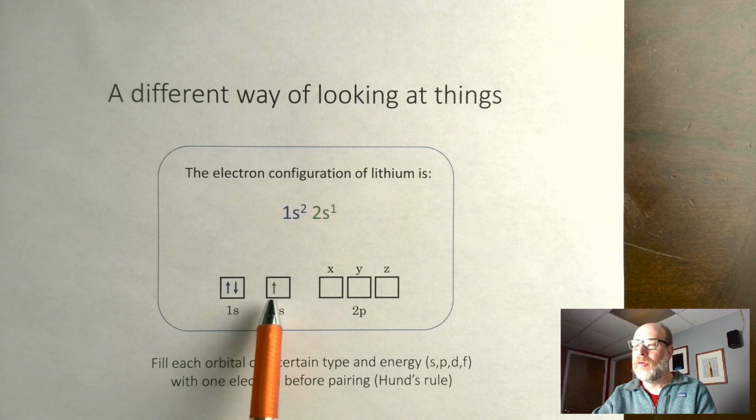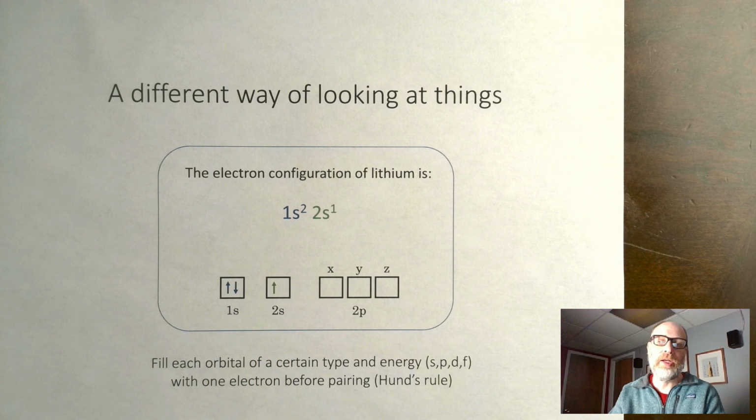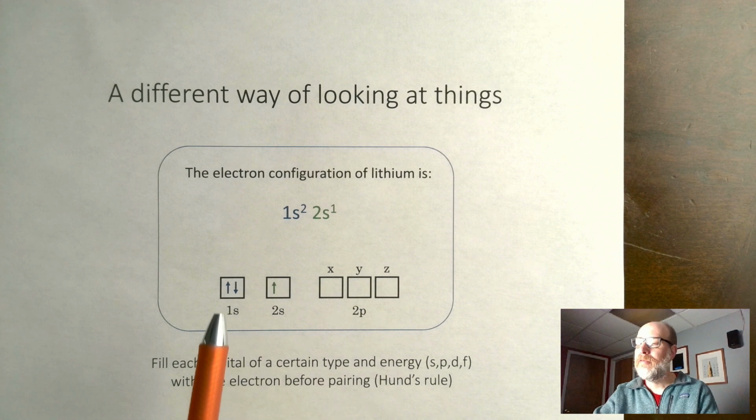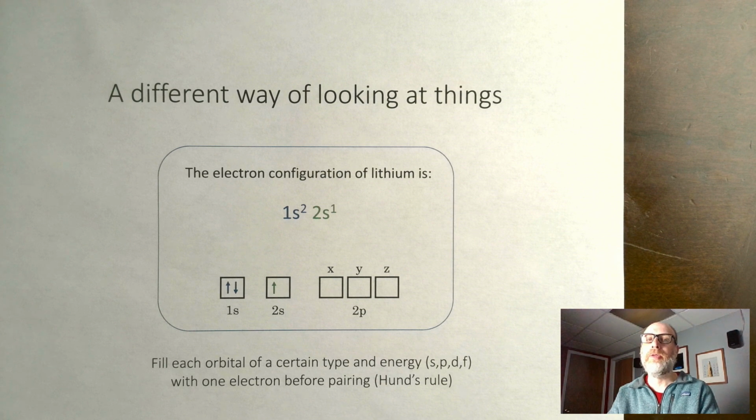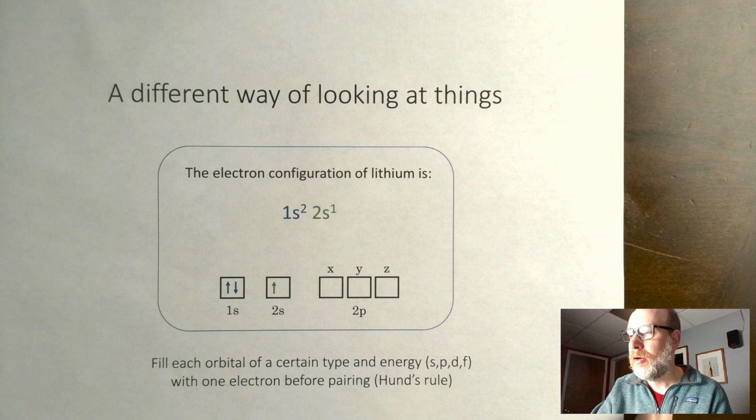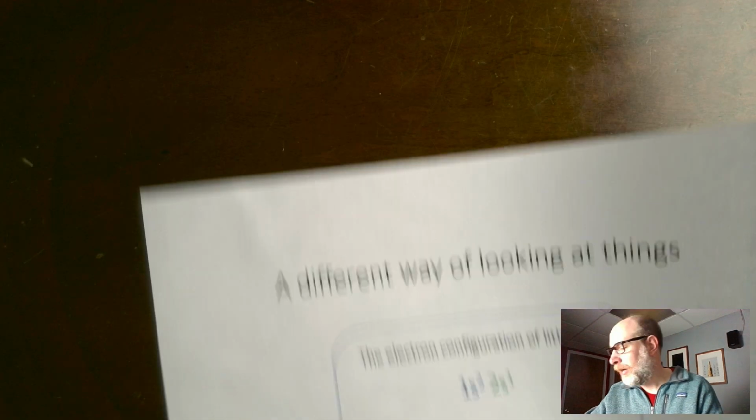And then the 2s only has 1 electron. It goes in arrow up. We call that spin up in the chemistry business. So we have 2 electrons in the 1s, 1 spin up and 1 spin down, and we've got 1 electron in the 2s that is spin up. So that's an orbital diagram, another way of giving an idea of where the electron is located in an atom.